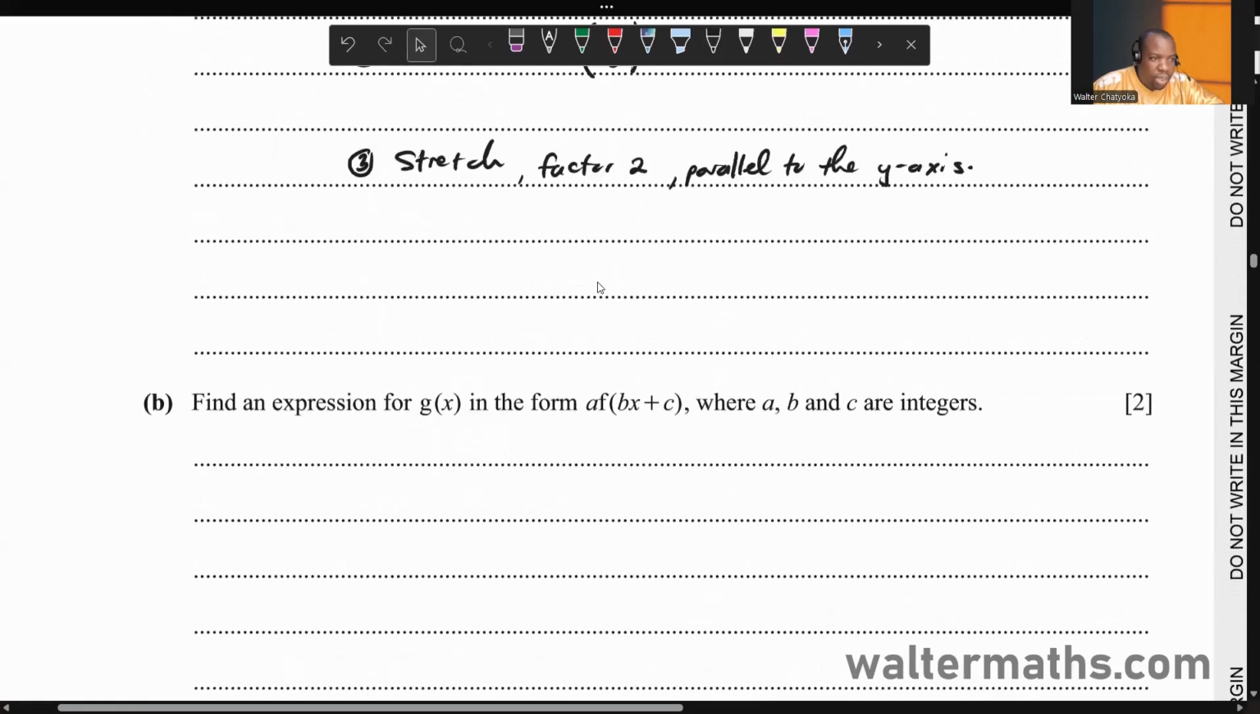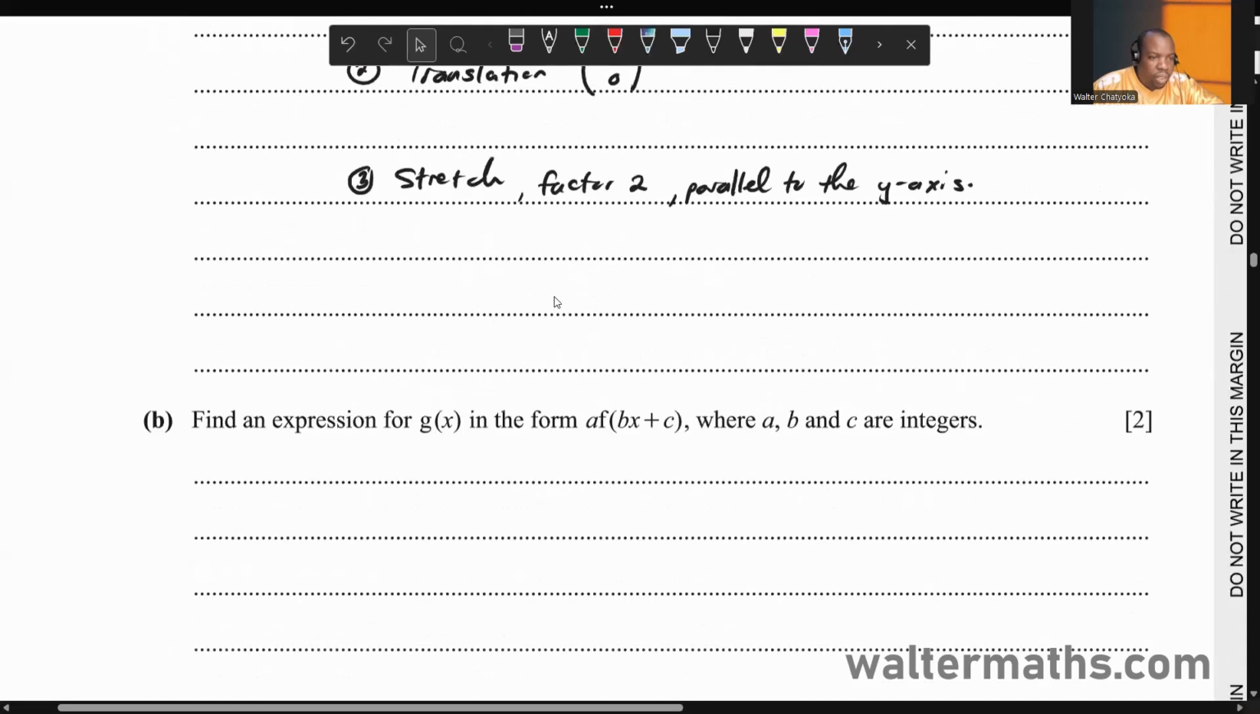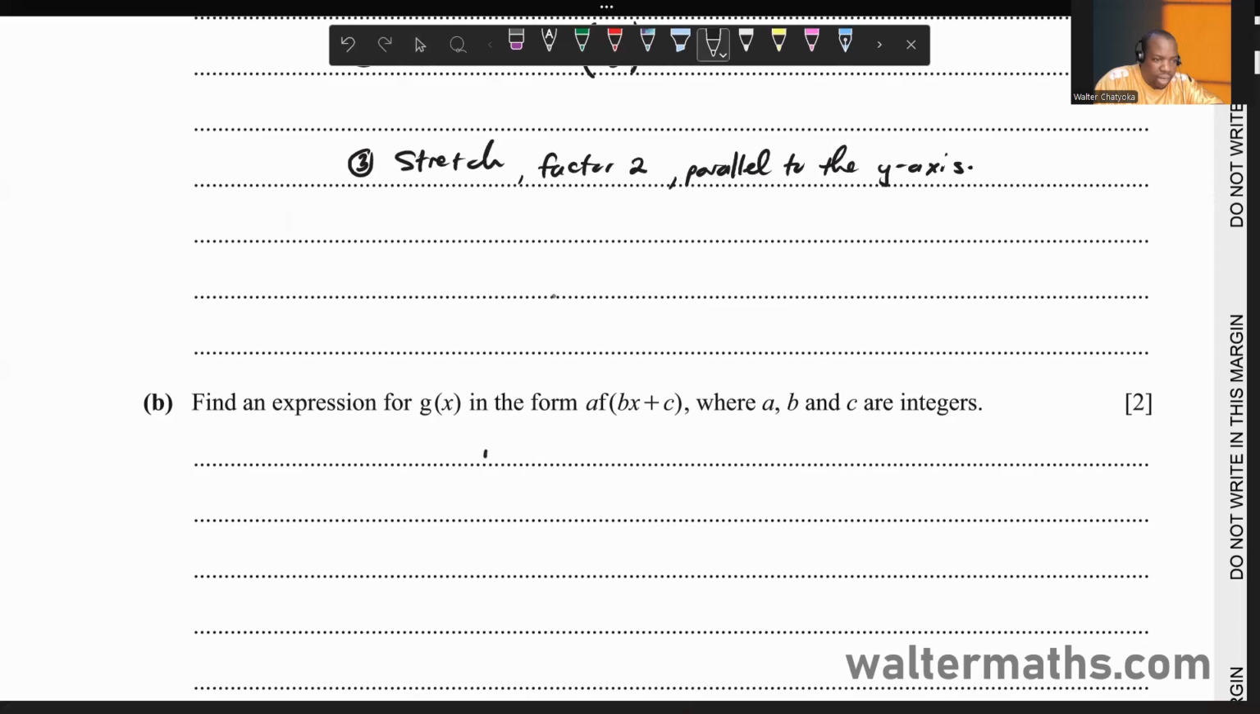Now, on part B, they say, find an expression for g of x in the form a of f of bx plus c, where a, b, and c are integers. All right, so we are starting with y is equal to f of x, right?